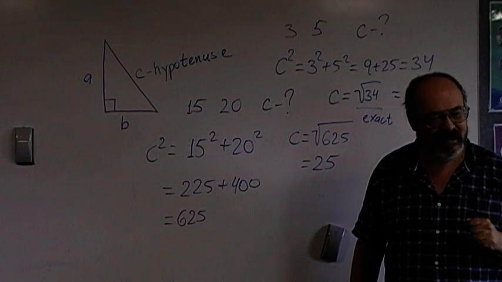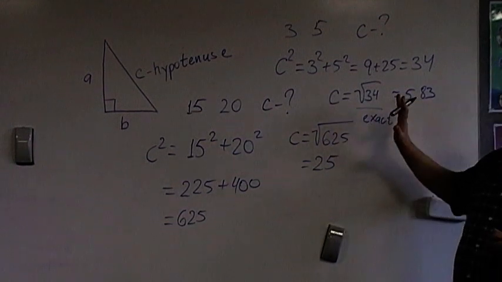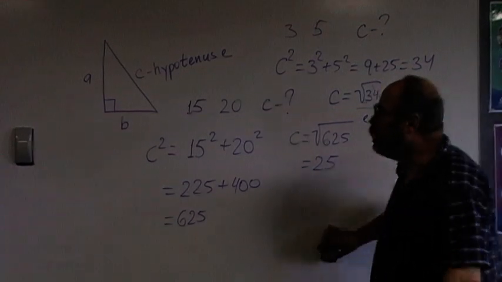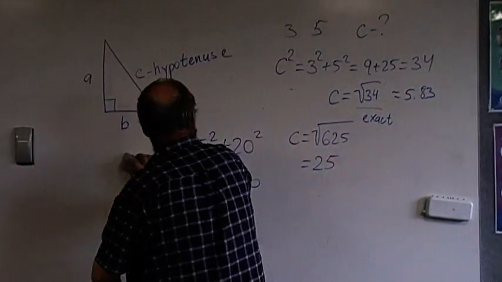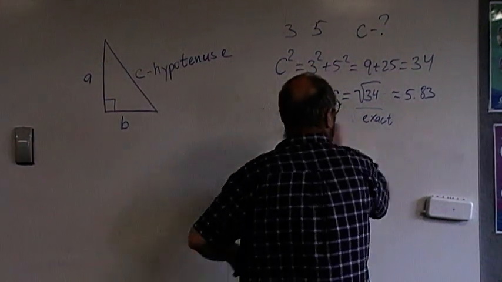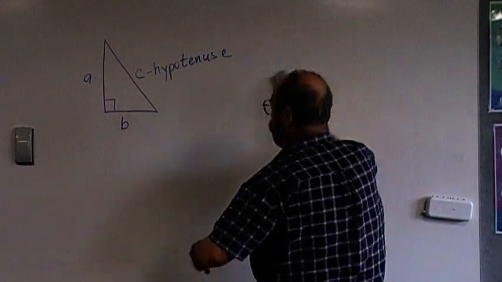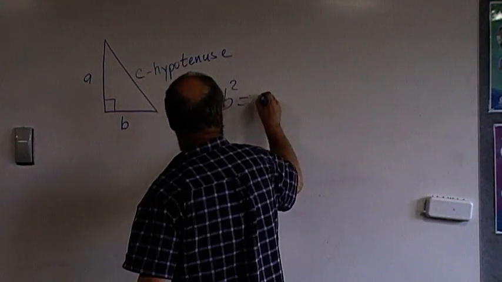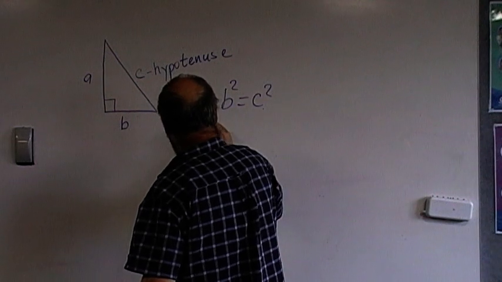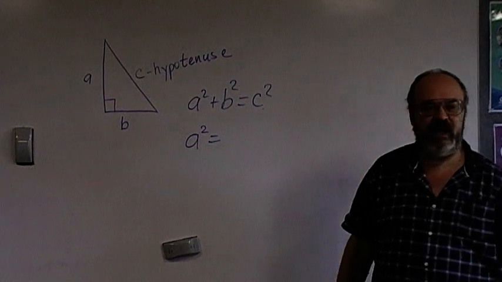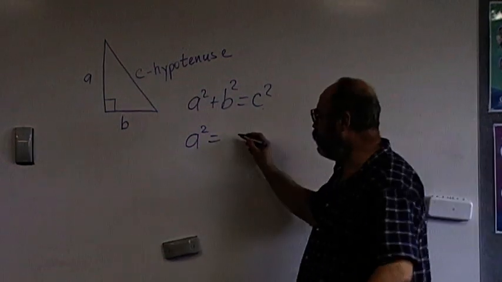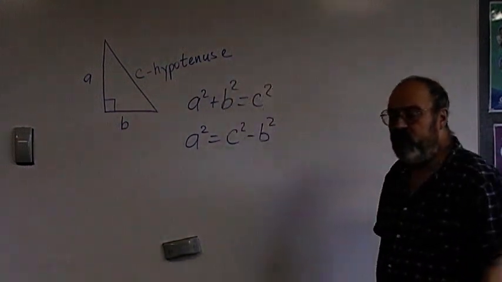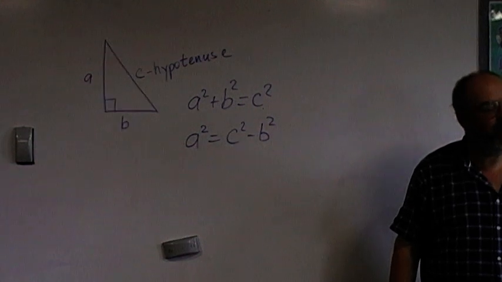We come into that algebra. Makes sense with the finding of the longest side. Let's have a look at how we can find the shortest side. We just need to rearrange that expression. If we have a squared plus b squared equals c squared, and we want to find a, then a squared will be equal to c squared minus b squared. Then we need to do subtraction.